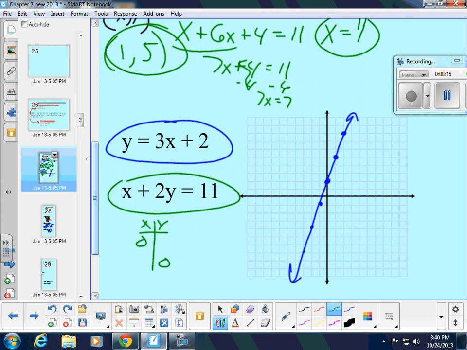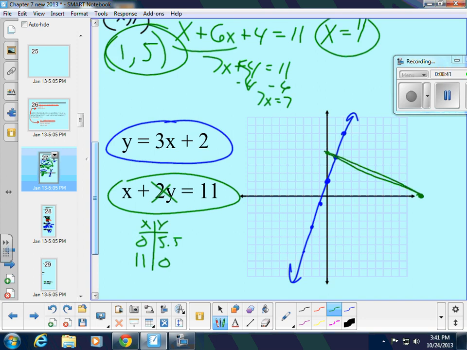If I put in 0 for x, 11 divided by 2 gives me 5.5. So I get 5.5 for my y-intercept. And if I put in 0 for y, x equals 11, so my x-intercept is 11. So I'd go all the way over here. (11, 0) would be somewhere off the grid, just a little bit though, right over there. And 5.5 would be right about here, up 5.5. And so here would be this line.